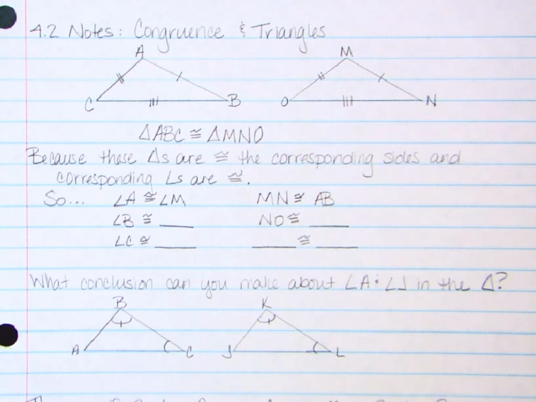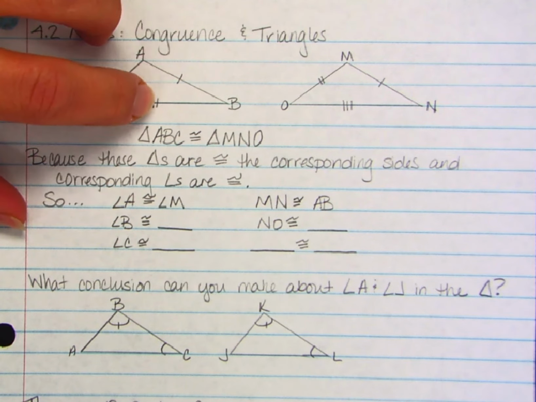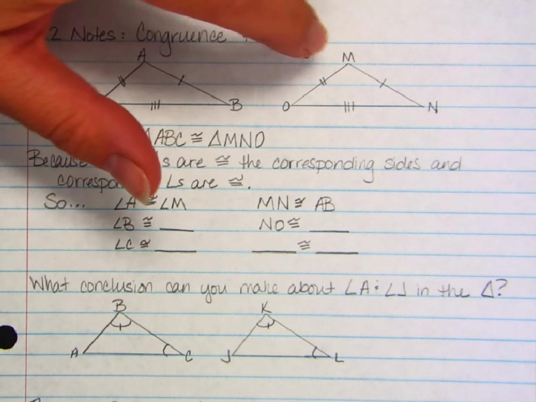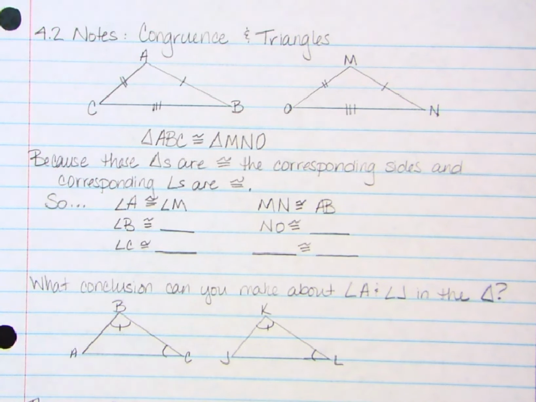It is extremely important that you label the triangles when you're talking about congruence, so that the angles that are congruent to each other match up in the name, and the line segments that are congruent to each other match up in the name. So it says because these triangles are congruent, the corresponding sides and corresponding angles are congruent as well. So because angle A is the first letter in this first triangle, it has to match up with angle M, which is the first letter in the second triangle.